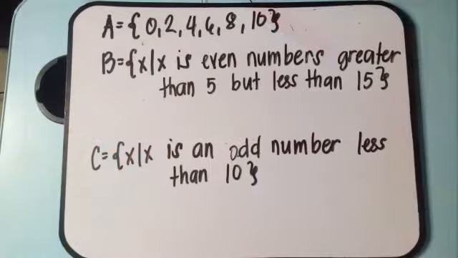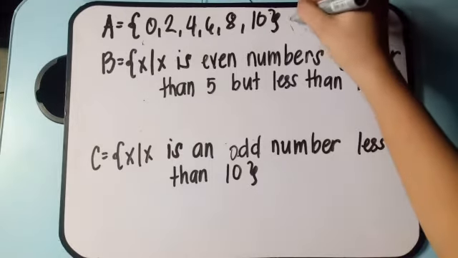So, we have here 3 examples of set, and let's determine the cardinality of these sets. So, cardinality means all we have to do is to count the number of elements of the given set. So, for the set A, we have 0, 2, 4, 6, 8, 10.